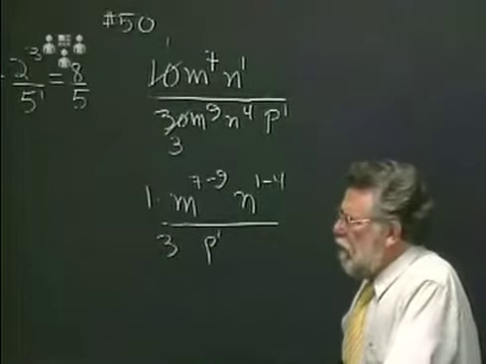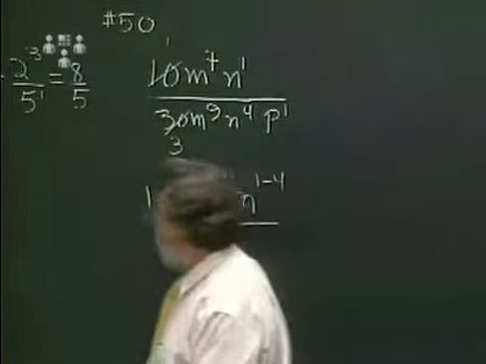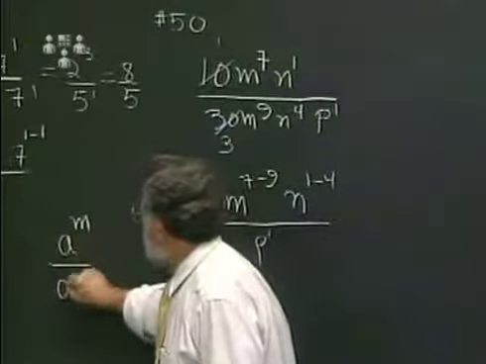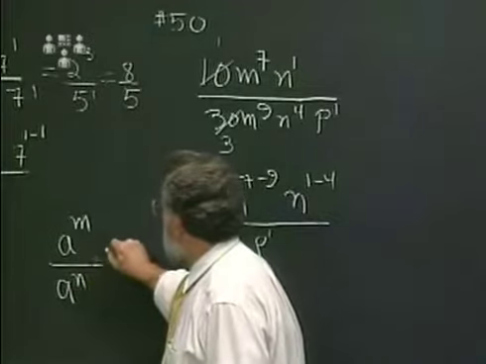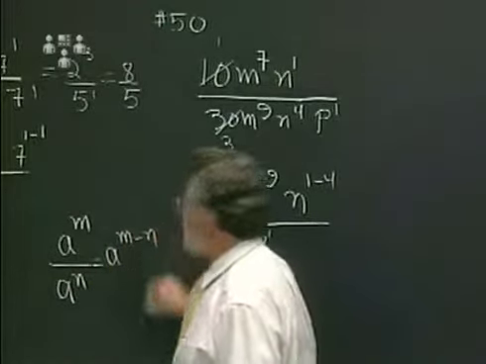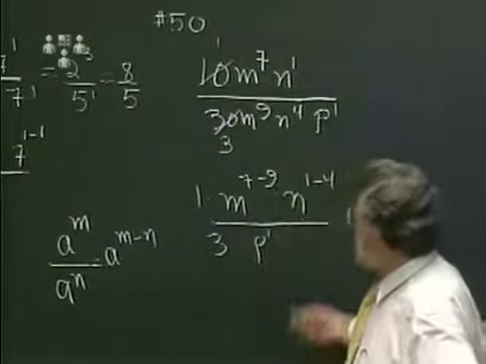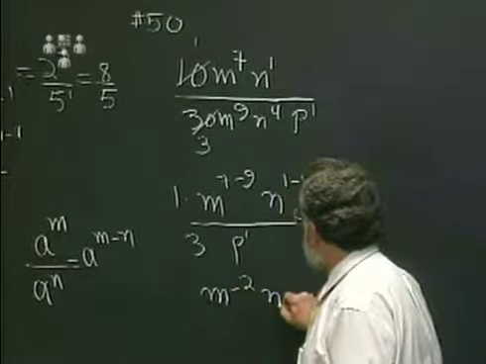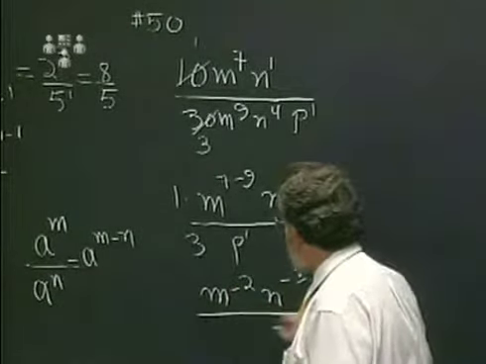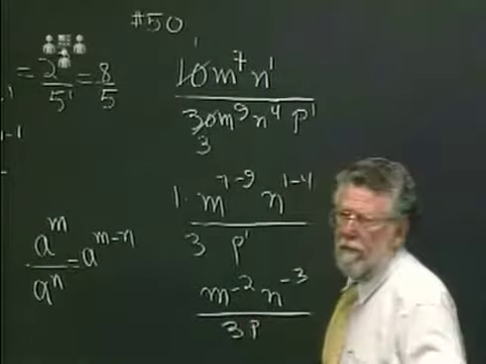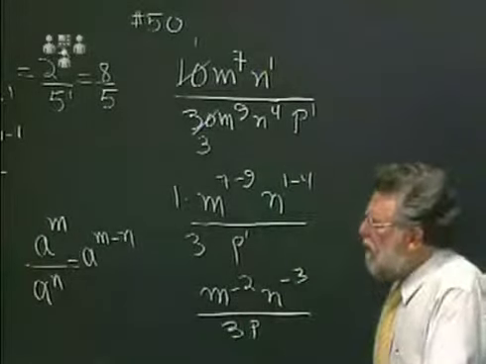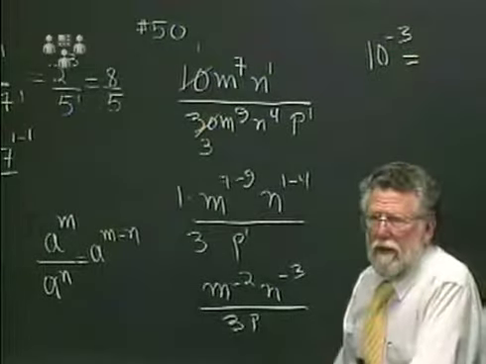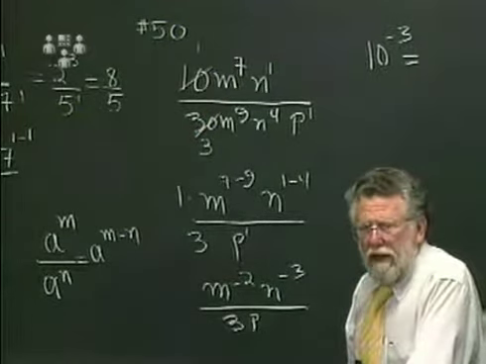Now, that's just using the rule that says if you have a to the m over a to the n, that is a to the m minus n. And notice when we do that, this becomes m to the minus 2, n to the minus 3 over 3p. I'm going to ask you, what did we agree that 10 to the minus 3 meant, going back a semester? It meant what? How did I define 10 to the minus 3?